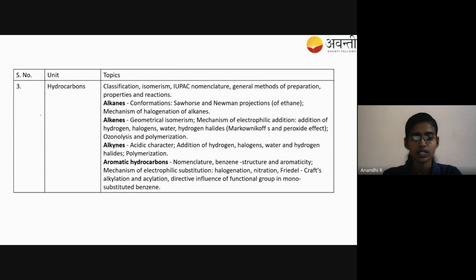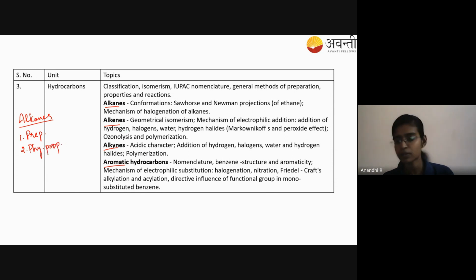Now I'll move on to the third lesson of organic from your class 11. It is hydrocarbons. Hydrocarbons means hydrogen and carbon containing compounds. Under this, alkanes, alkenes, alkynes and aromatic hydrocarbons are discussed. Under all four topics, the common things discussed are, suppose let me take alkane. If I'm going to work with alkane, first I'll prepare the alkanes. Then I will study the physical properties of those alkanes.